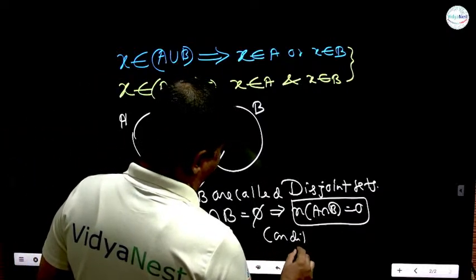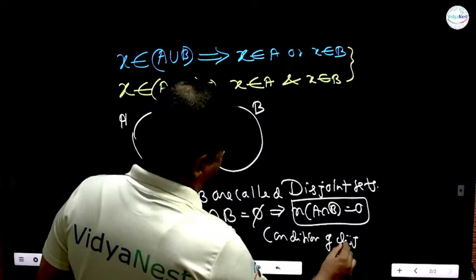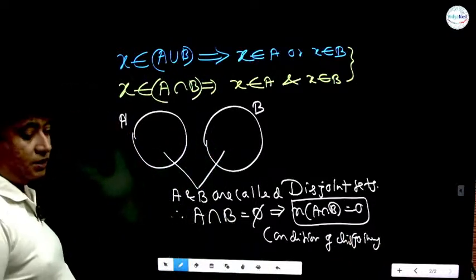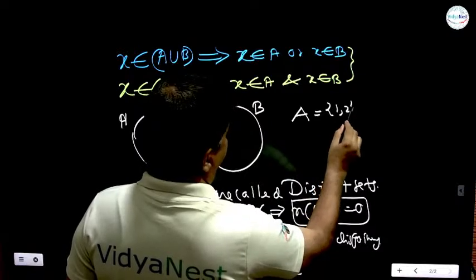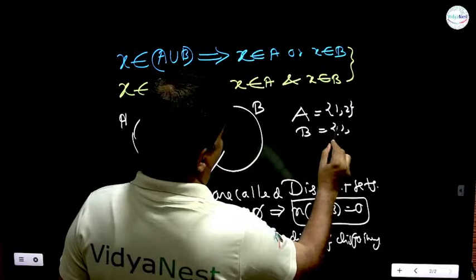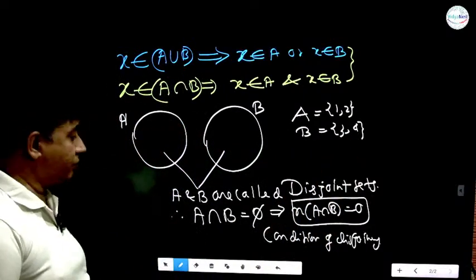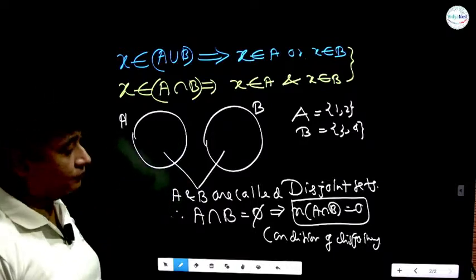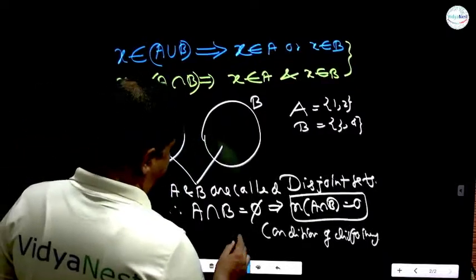Condition of disjointness. Suppose you have got one set 1, 2 and another set 3, 4. They must be disjoint to each other. Must be disjoint. Got it? Yes, I got it. Yes, sir.